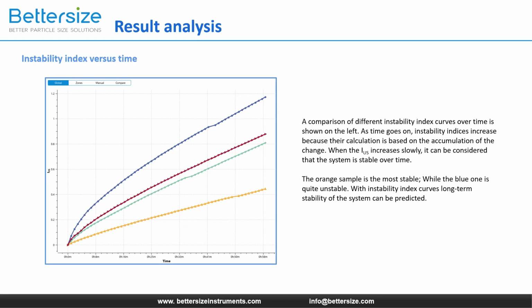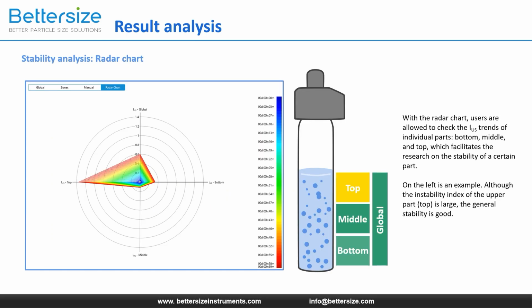We can compare the instability index curves of different samples. If the instability index changes slowly or the curve becomes smooth over time, that means the dispersion is stable over time. In this figure, the origin sample is the most stable, while the blue one is the most unstable. With the instability index curve, long-term stability can be predicted.